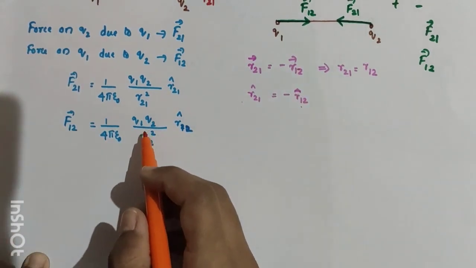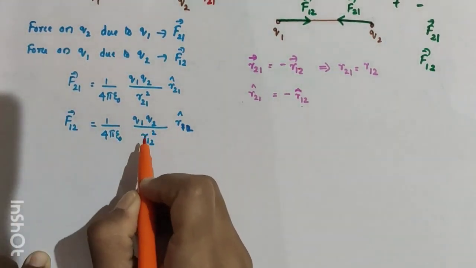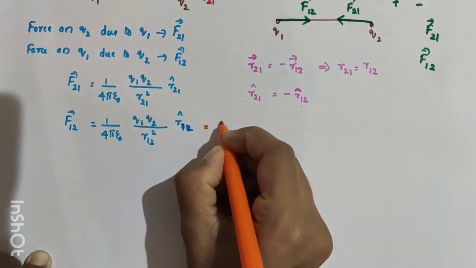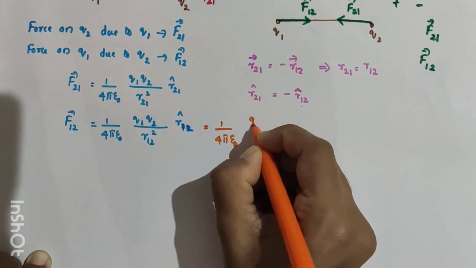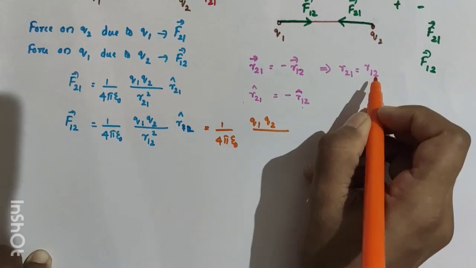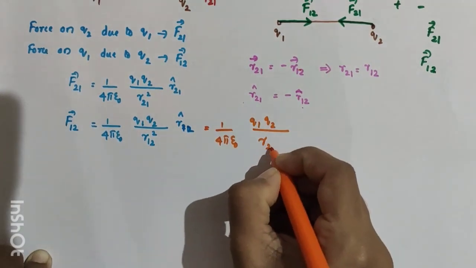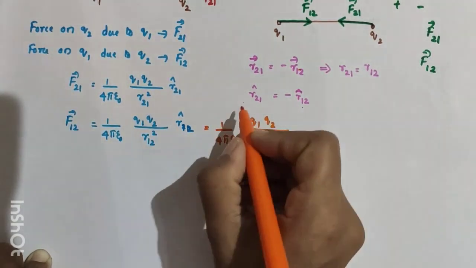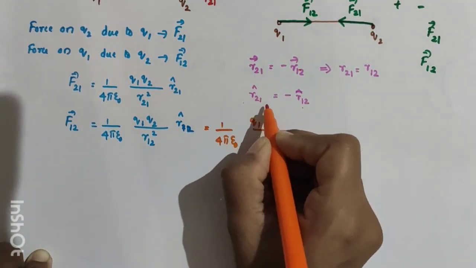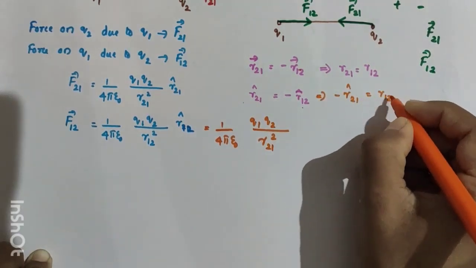Now, I am considering this expression of vector F12. See, vector F12 is 1 by 4 pi epsilon 0 Q1 Q2 divided by R12 square into R12 cap. I am writing it as 1 by 4 pi epsilon 0 Q1 Q2 divided by R21 square, because R21 and R12 are equal in magnitude. So I am just replacing R12 square with R21 square. And the negative of R12 cap is R21 cap, or we can write minus R21 cap is equal to R12 cap.